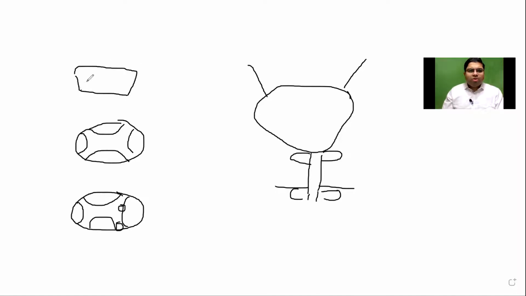Okay, pons, we have two centers. One is known as the pontine micturition center, and the other is known as the pontine storage center. And above it is the cerebral cortex. This is the higher center. This is the cerebral cortex. Okay, now with this in mind, let me change my color.